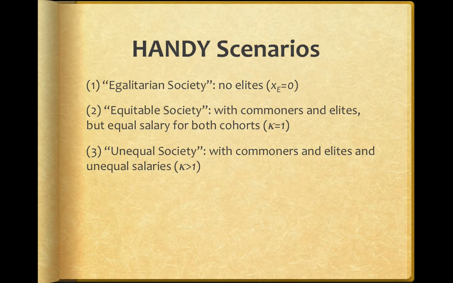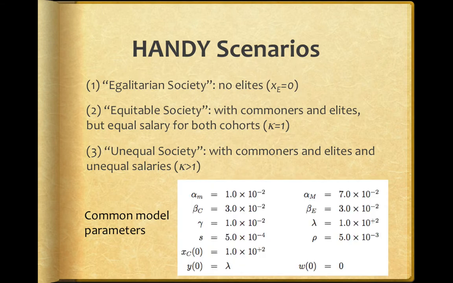And the third scenario, which is perhaps the more general, is you have commoners and elites and there are unequal salaries. So there's a kappa that's greater than 1. There are some common model parameters that are described in the paper, and these are the ones that are in the Benson model as defaults. So you have here the minimum depth, and these have units, and in the model itself, we do include the units just to be consistent.